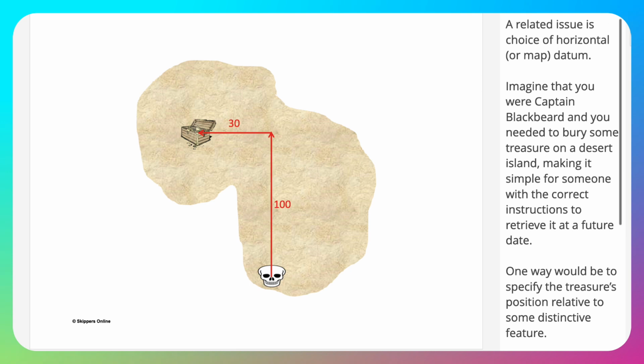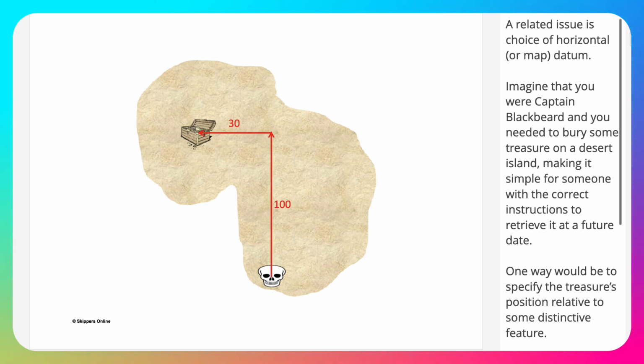A related issue is choice of horizontal, or map, datum. Imagine that you were Captain Blackbeard, and you needed to bury some treasure on a desert island, making it simple for someone with the correct instructions to retrieve it at a future date. One way would be to specify the treasure's position relative to some distinctive feature. In this example, Skull Rock. Blackbeard's treasure is buried 100 paces north and 30 paces west of Skull Rock. Skull Rock is our horizontal, or map, datum.